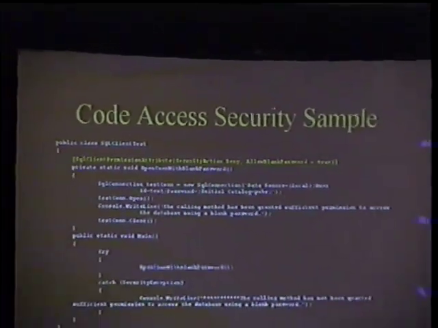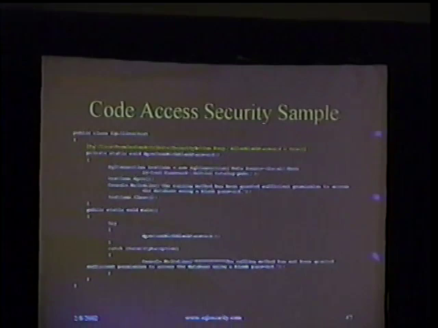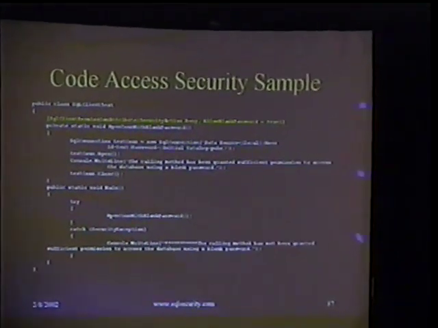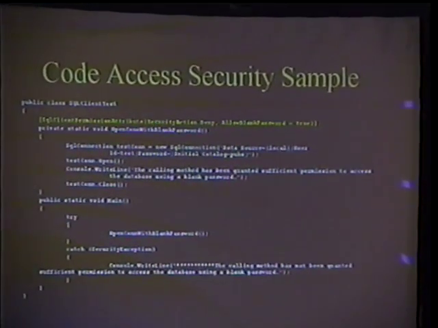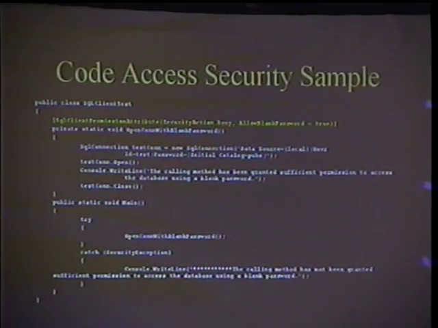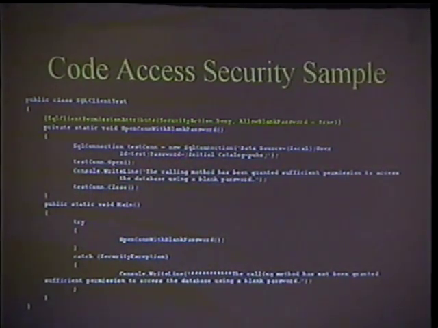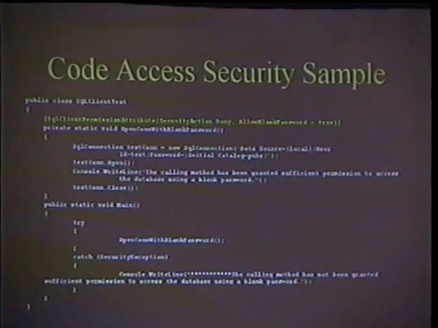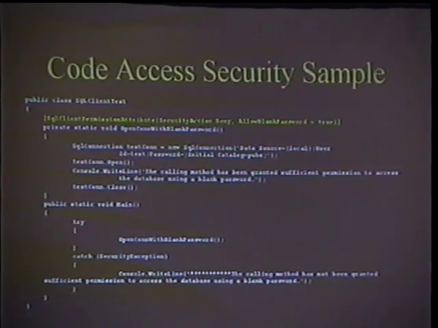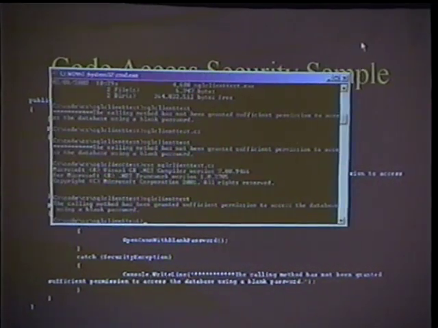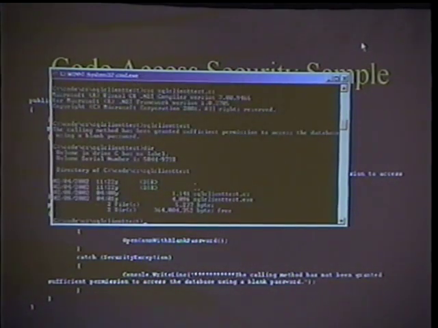So you can basically tell that method, hey, if somebody tries to make a SQL connection using a blank password, I want to throw a security exception. So depending on whether or not I've put a blank password, we're going to see what it throws. All right, the same piece of code you're looking at right there is SQL client test. We'll just pull it up real quick so you can see it.